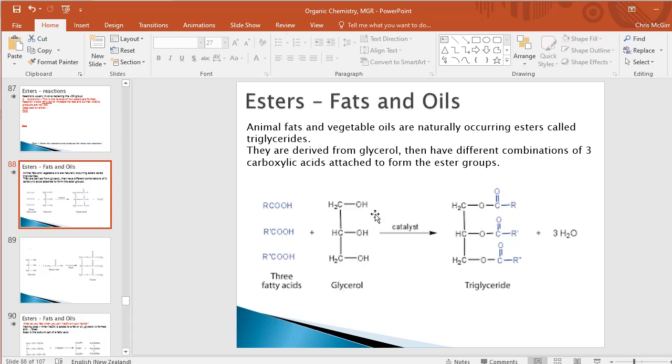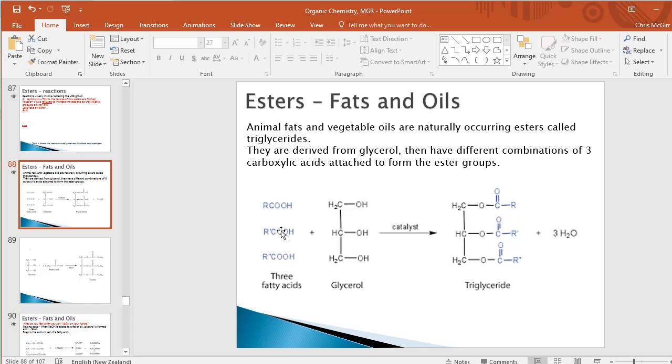If you combine an alcohol and a carboxylic acid, you get an ester. Or if you do a triol, so it has 3 alcohol functional groups, and you add a carboxylic acid to each of those parts there, you get a triester. And a triester is a fat or an oil. Oils are liquids at room temperature, fats are solid at room temperature.